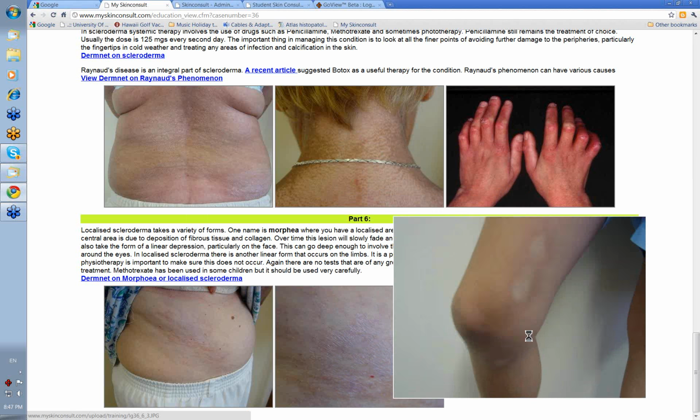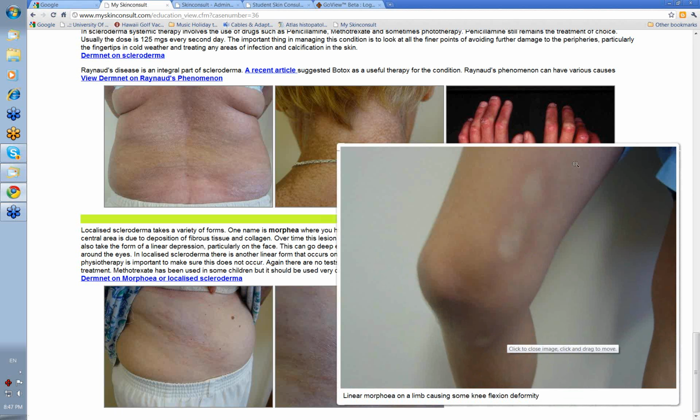There's a variant of morphea that's a linear variant. You can see it here running down across this joint. If you feel that, that's quite firm. You can see the little purplish edge to that and the white sclerosis in the middle. The problem with that band running across there is that it can impair proper straightening out of the knee joint, and they can get a flexion deformity. And if ever you get a child with linear scleroderma like that, you've got to send them to a physio to work on this to make sure they don't get sclerosis there.